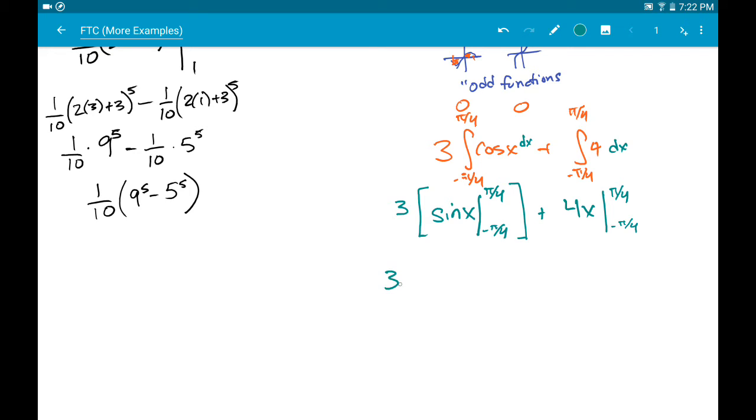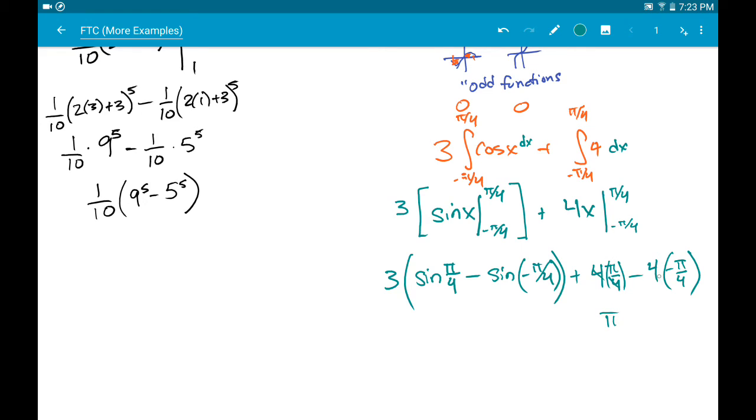And so if we finish this up, we've got sine of pi over 4 minus sine of negative pi over 4, plus 4 times pi over 4 minus 4 times negative pi over 4. So be careful with your signs here. Just finishing this last piece off, I have a pi, and then I have another pi. So it looks like I have a 2 pi here.